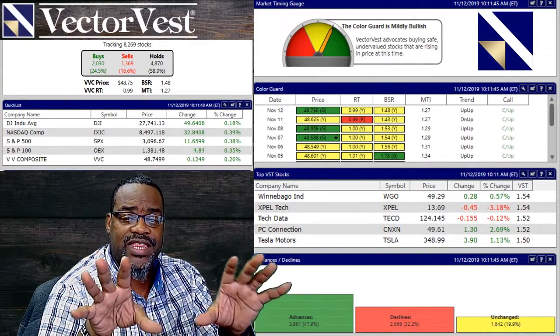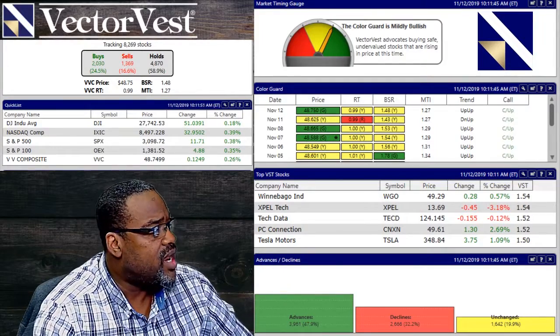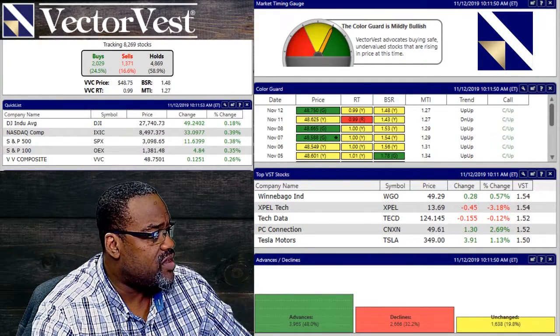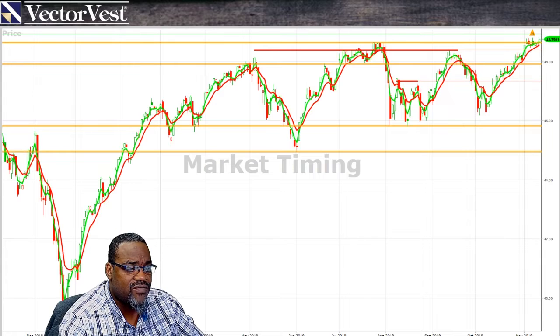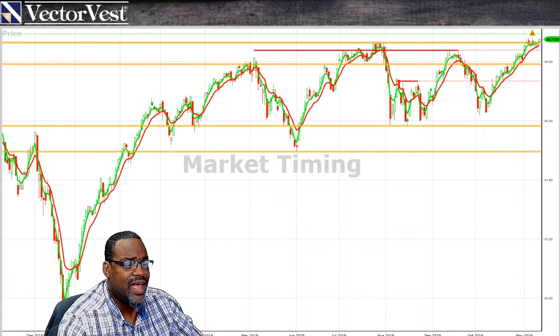Now, I'm going to take that VectorVest Composite and I'm going to put it on a market timing graph. This is a graph that shows the movement of all of those stocks now shown in candlesticks. Let's do it this way. Something isn't right. Put it on 1 year.